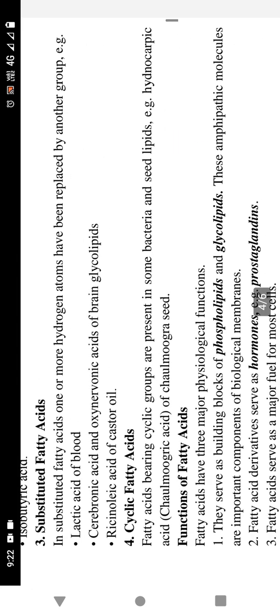Next, cyclic fatty acids. Fatty acids bearing cyclic groups are present in some bacteria and seed lipids. Example, hydnocarpic acid of chaulmoogra seed.